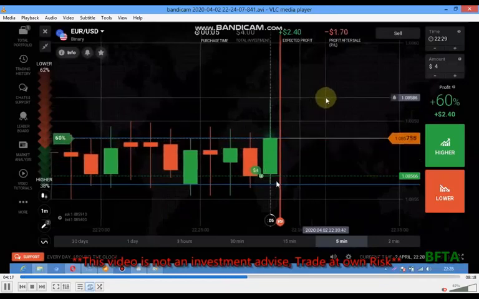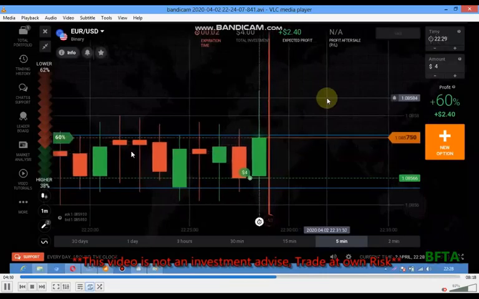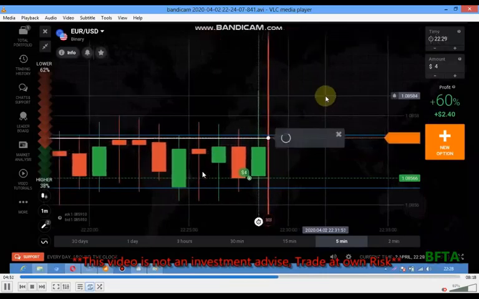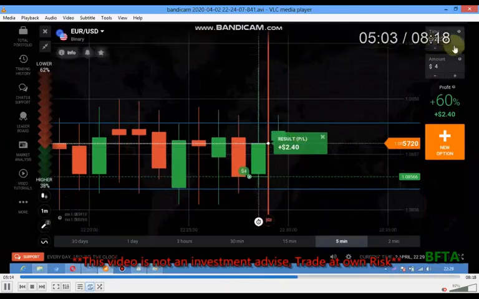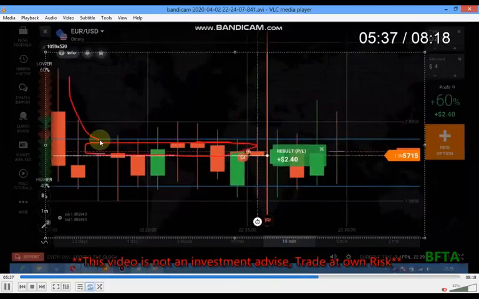Okay, so buyers enter. So this is the fourth trade I want to do here. So I stop trading for that day. And look at where this candle closed. So I stopped trading for that day.